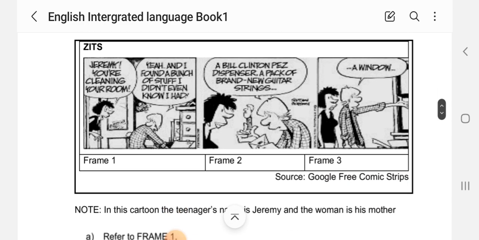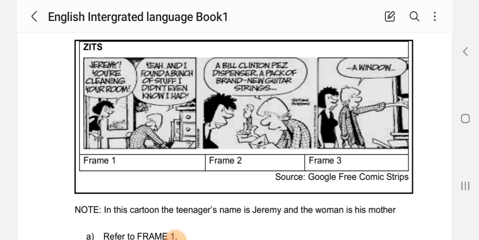So here we have a task, Zits, and we have frame 1, frame 2, and frame 3. Okay, and here it says, Jeremy, you are cleaning your room? Yeah, and I found a bunch of stuff I didn't even know. That is frame 1. It's like someone is opening the door, and this person is actually surprised that Jeremy is cleaning his room. Can you see from frame 1?